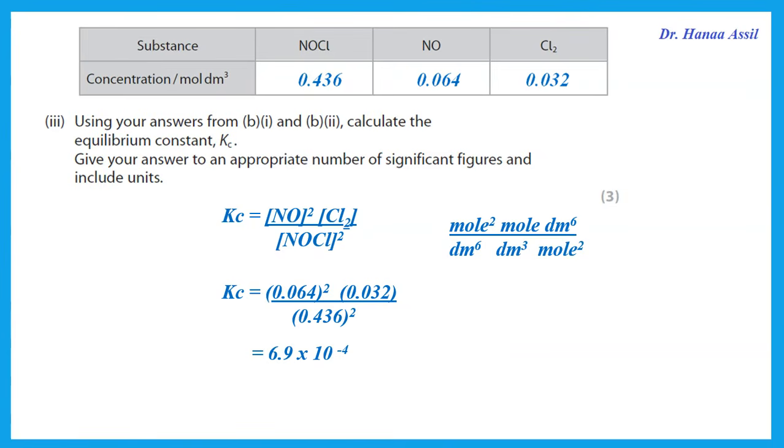Remember, each concentration is mole per decimeter cubed. So something to the power 2 would be mole to the power 2 over decimeter to the power 6. And any normal concentration is mole over decimeter cubed. Cancel whatever is the same, and the units come out to mole per decimeter cubed.